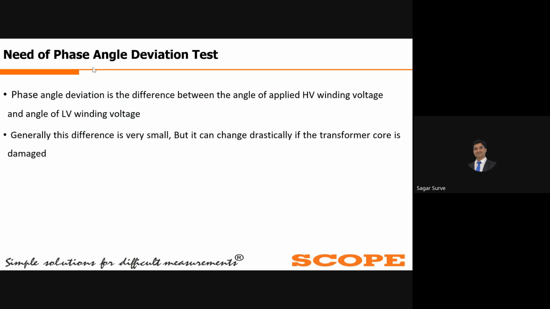Another thing is the phase angle deviation. Phase angle deviation is nothing but the difference between the angles of the HV winding and LV winding. We have the HV and LV windings in different winding configurations, and they have some angles with respect to each other. So there can be a difference between these two angles. Generally this difference is very small, but if it is increasing, then there can be damage inside the transformer core, we can say.